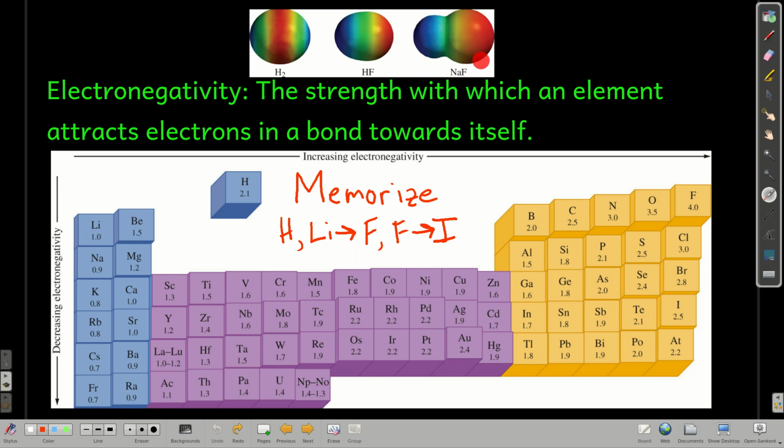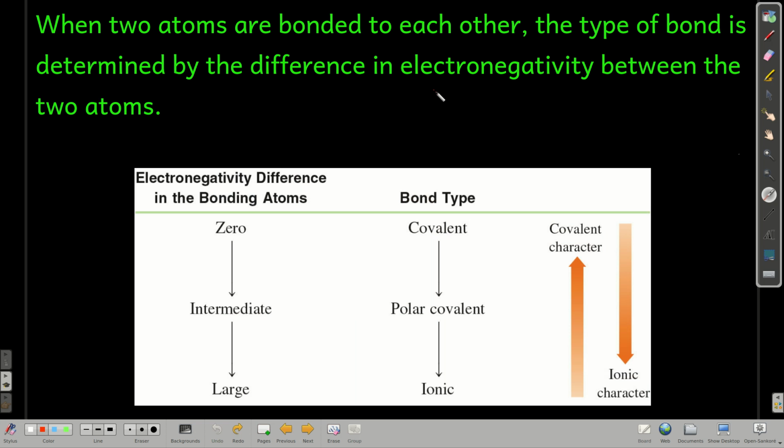Here, in sodium fluoride, fluorine's is 4.0, sodium's 0.9. It's a really big difference in electronegativity. And so essentially the electrons in the bond are pulled away from sodium and onto fluorine. Not entirely, but almost all the way. So this difference in electronegativity between elements that are bonded to each other determines what kind of bond the atoms are attached with.